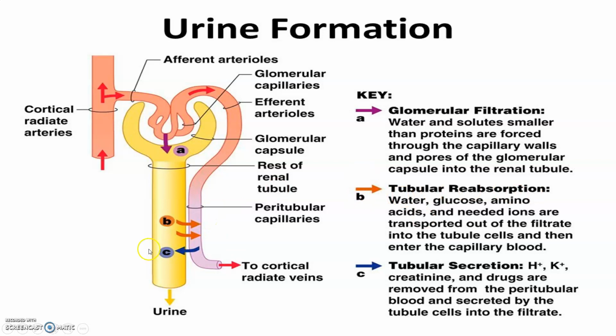Next is the tubular reabsorption. Water, glucose, amino acids and needed ions are transported out of the filtrate into the tubule cells and then enter the capillary blood, the cortical radiate veins. Next is tubular secretion. H plus, K plus, creatinine and drugs are removed from the peritubular blood and secreted by the tubule cells into the filtrate. So this is actually process B, that is tubular reabsorption. What is reabsorbed? Water, glucose, amino acids, and several ions. What is secreted into the urine? That is H plus, K plus, creatinine, and the drug residues.